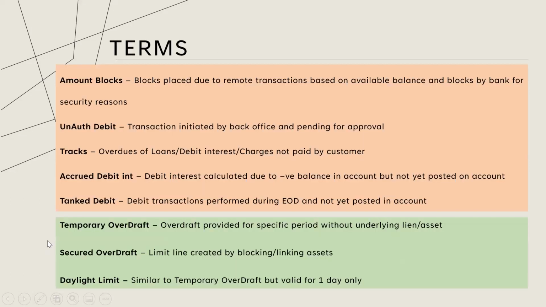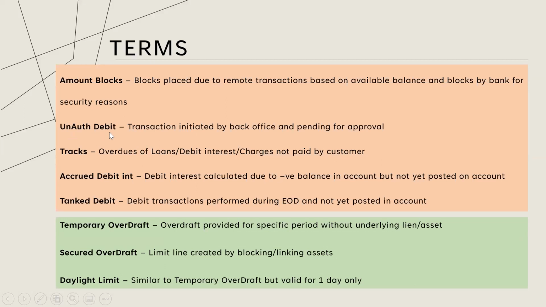And previously we have seen some terms like amount block. I have explained them verbally, and here I have put the description in detail. Amount blocks are nothing but, whenever a customer does a POS transaction or remote ATM transaction, the system would not have posted the accounting entries yet. It will not appear in the statement, but the system has reduced the available balance.